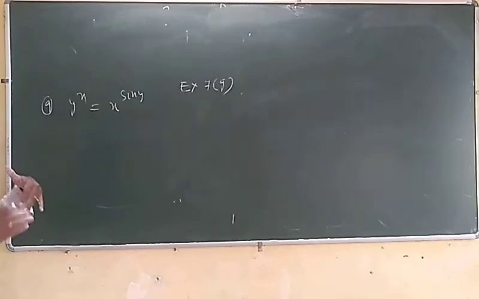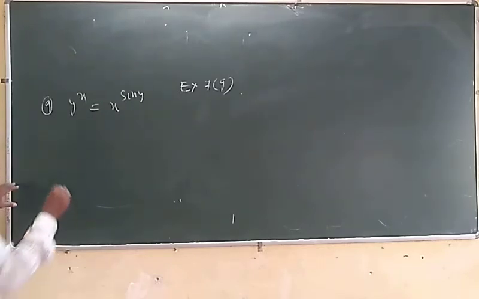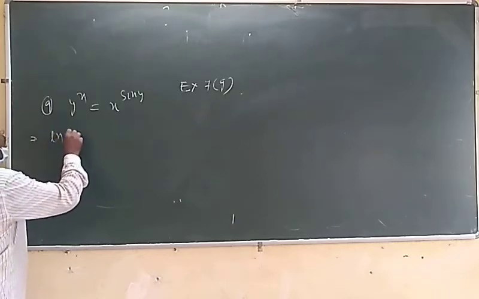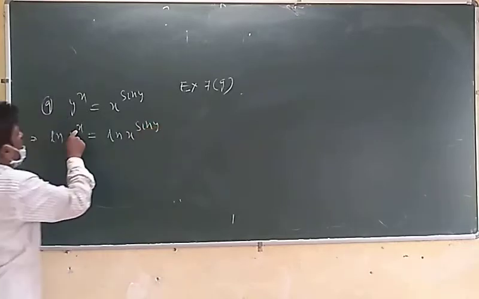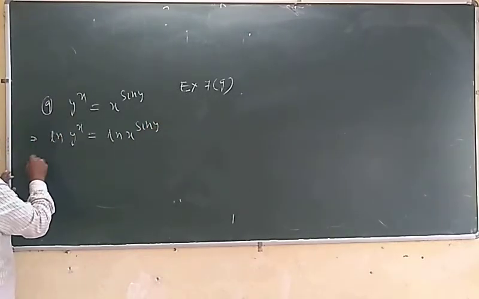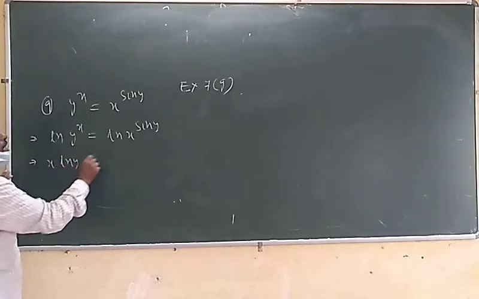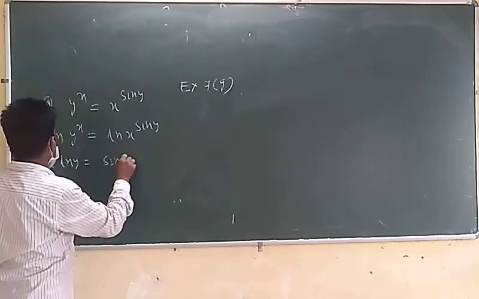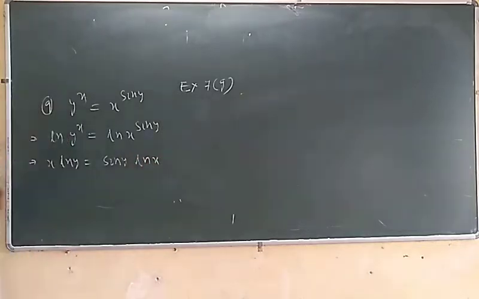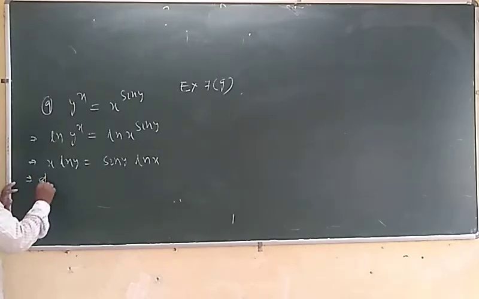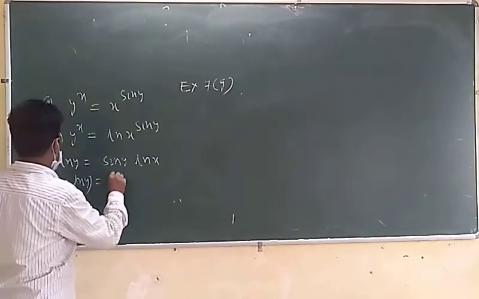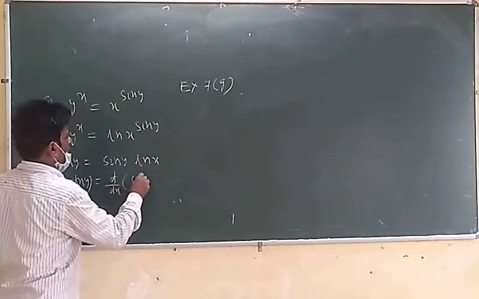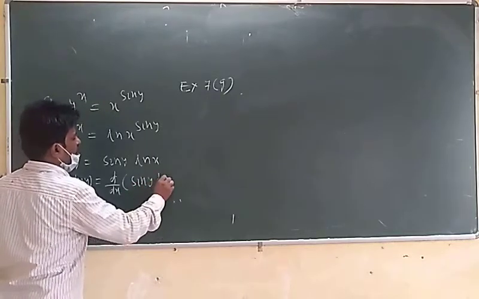So before differentiating, we use logarithms. Taking the natural logarithm ln of y to the power x and x to the power sin y, the power comes to the front: x ln y. Similarly, sin y comes to the front: sin y into ln x. Now, applying d by dx on both sides, because x is the variable: d by dx of x ln y equals d by dx of sin y ln x.